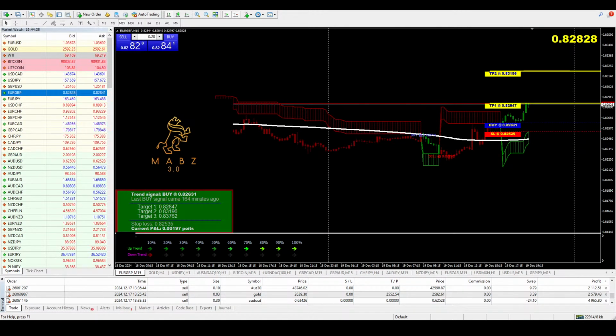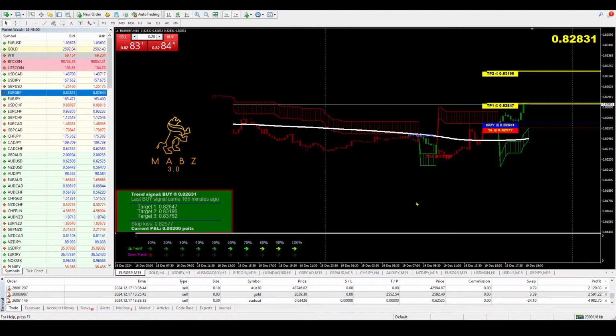But the first thing that you need to do before you touch anything is see where the price is in relation to this white line. You see, this white line is a very, very important indicator. Let me just explain this first, and then I'll go deeper on the moving average, right?